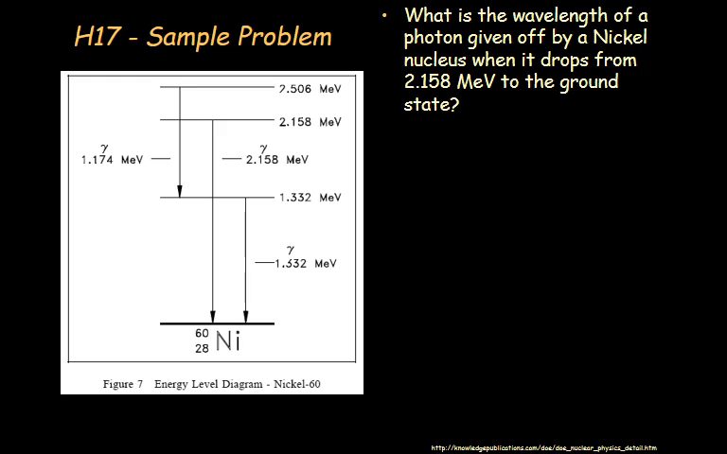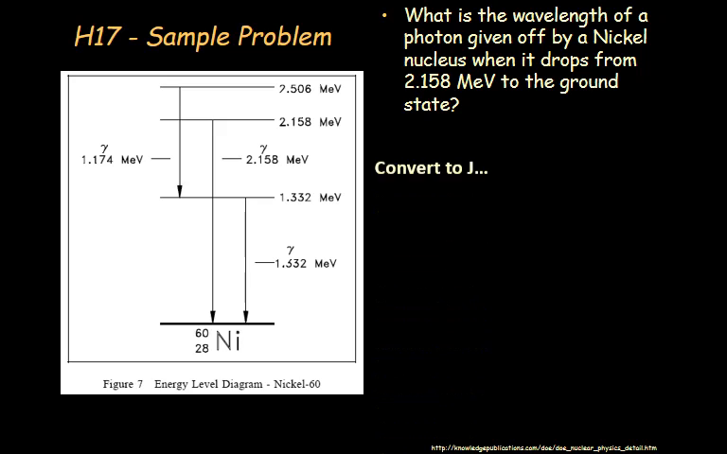So in this one, H17, what is the wavelength of a photon given off by a nickel nucleus when it drops from the 2.158 megaelectron volt level to the ground state? If you want to pause the clip and give this a try, when you've got that, you can hit play to continue.